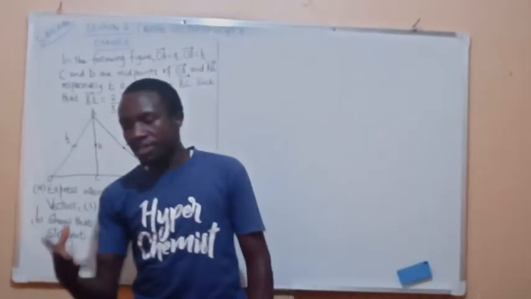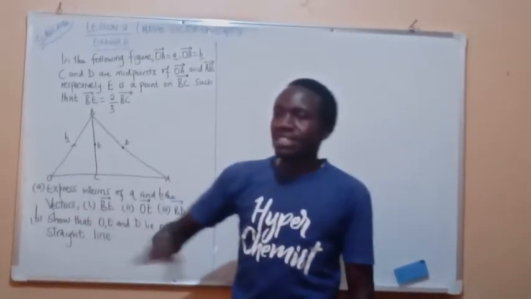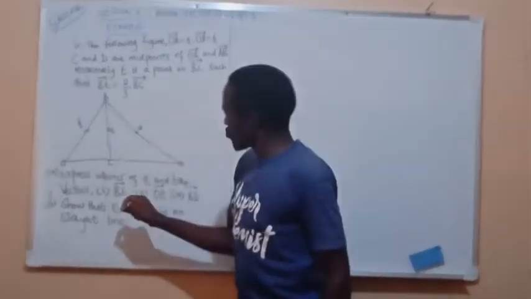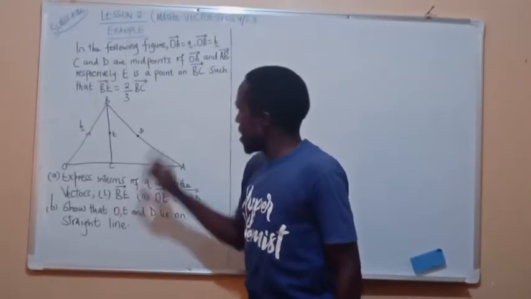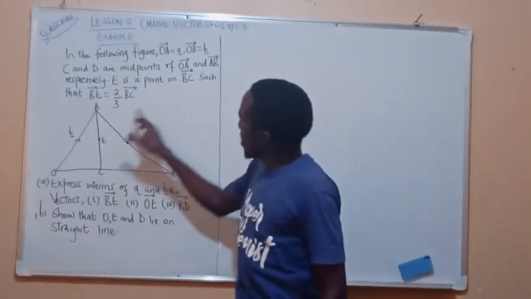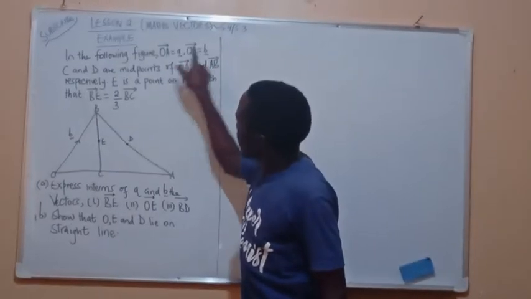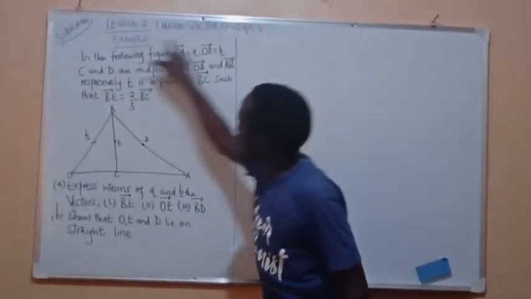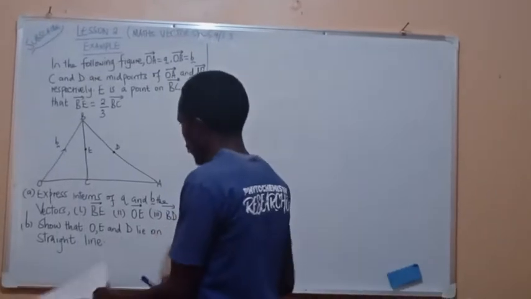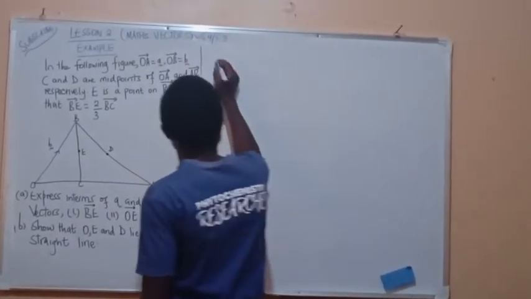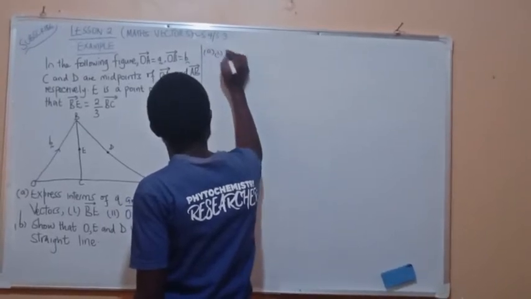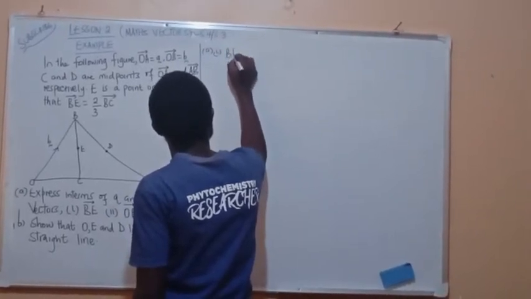Members, vectors are like a shortcut. You cannot take a route that is very long to get to BE. We shall take the shortest route that is going to give us BE. As you take that route, always ensure that the quantities you are going through you can easily get from the information given here. Now, this is part A, Roman 1. They need vector BE.